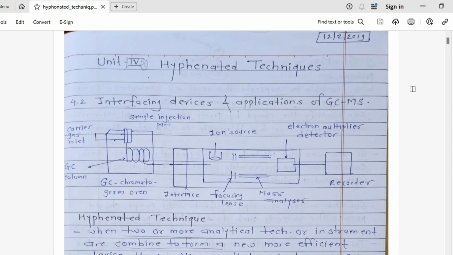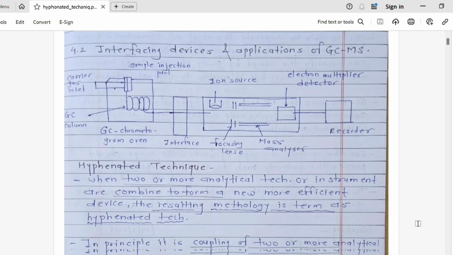Today's video we are going to see an important topic of MSc Analytical Chemistry SAM 4. These techniques are very valuable and very important. So let's start our topic, hyphenated techniques. So first, what is the hyphenation technique?